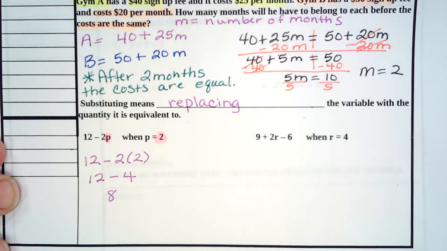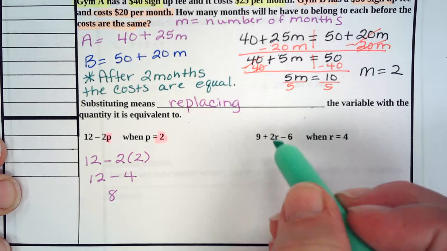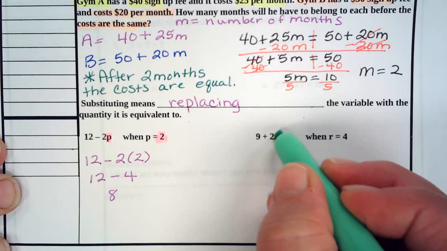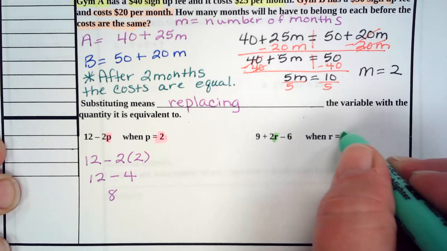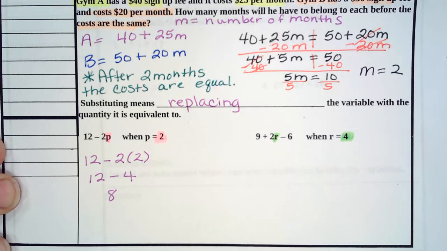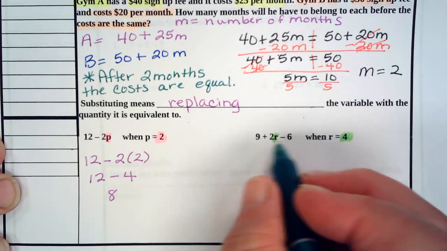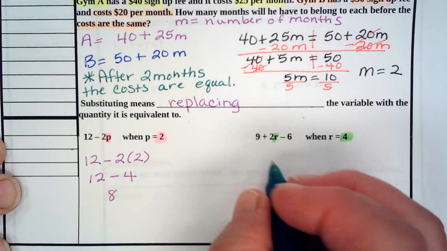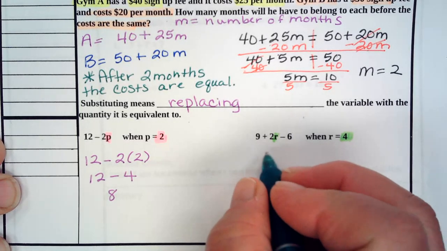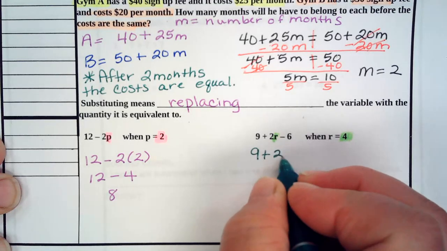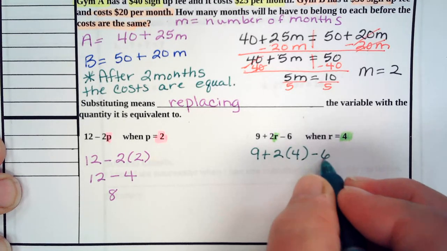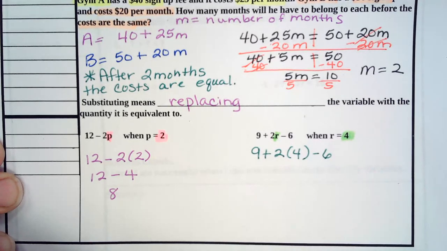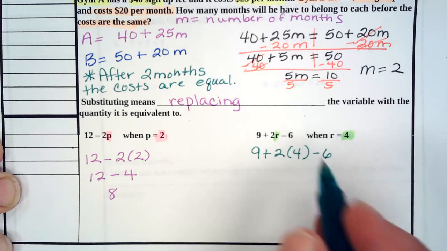For the next one, here's our r. But we know that r is equal to 4. Are we going to combine like terms first? No, we don't have to do it. We can do it after we substitute. So 9 plus 2 times 4 minus 6. We could have combined the 9 minus 6 and gotten 3 plus 2 times 4. That would have been okay too. But generally speaking, we usually substitute in and then finish it up.